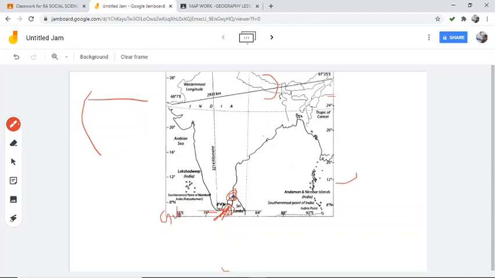I'm not able to write properly with this, but I hope you understood. This is the Gulf of Mannar and here again you can make an arrow mark towards the area and here you can write Park Strait. I'm not writing there, it's very difficult to write. So just understand, here you write Park Strait and here Gulf of Mannar. So that's it about the map question of our first lesson. Okay, thank you.